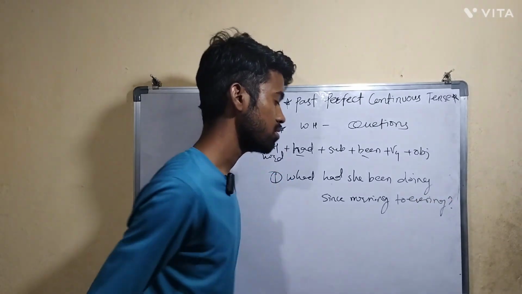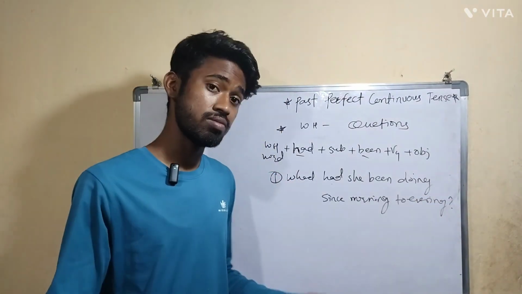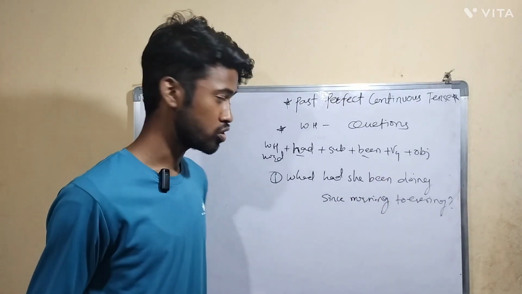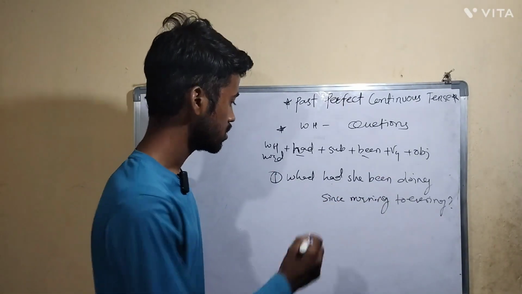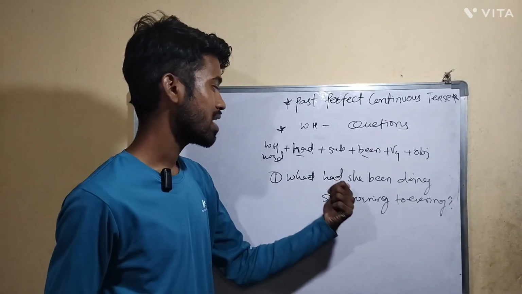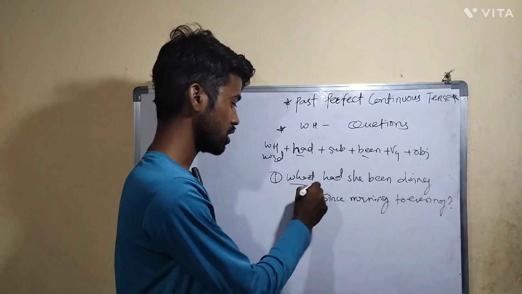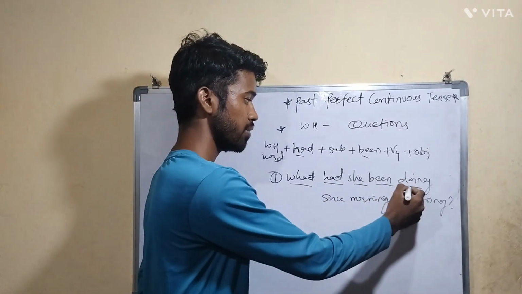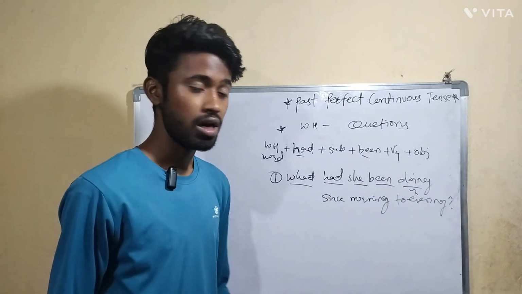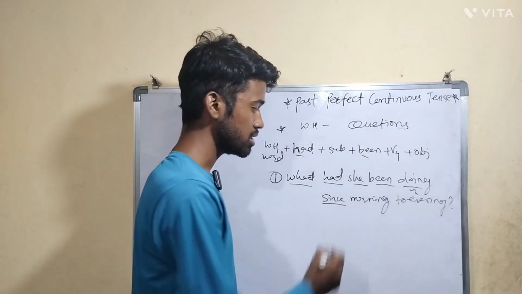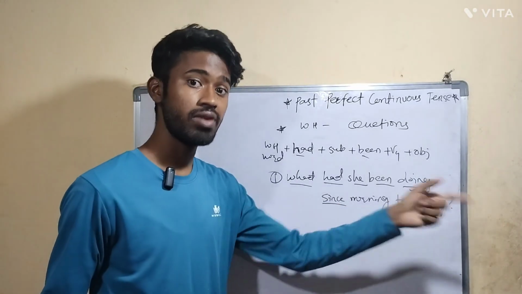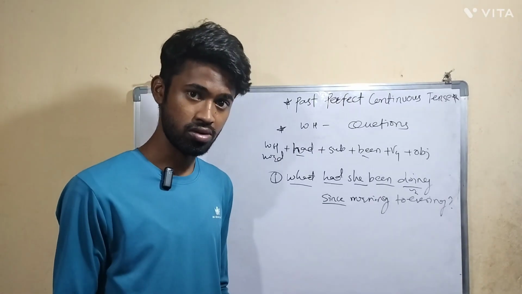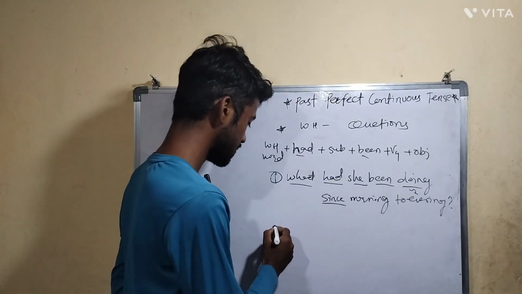Now, let's say I'm asking about yesterday, which is past. Since morning to evening. What had she been doing since morning to evening? So now this is a WH question because this is what, right? What had she been doing? Now first WH word, after that had, after that subject, after that been, and fourth form of verb, and after that object. And I told you since means the starting point, to means the ending point. So one action that started from morning to evening. Okay, now let's take another example.